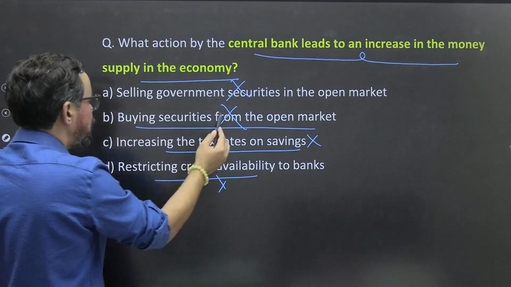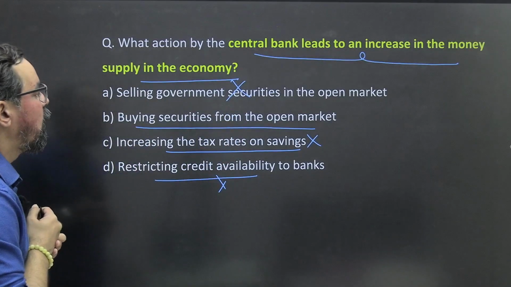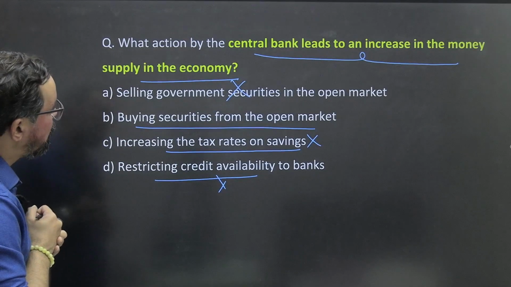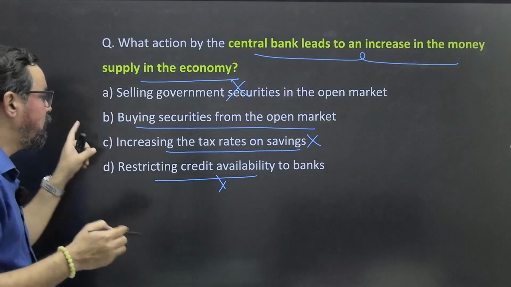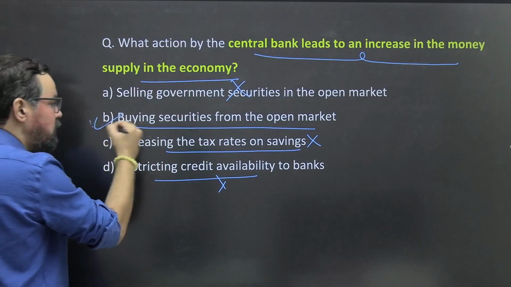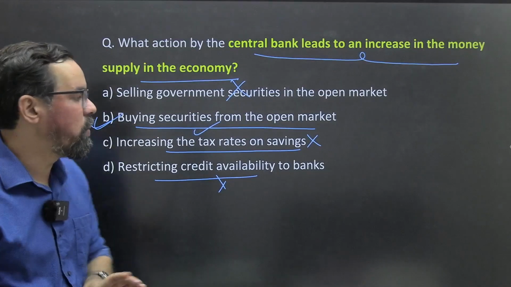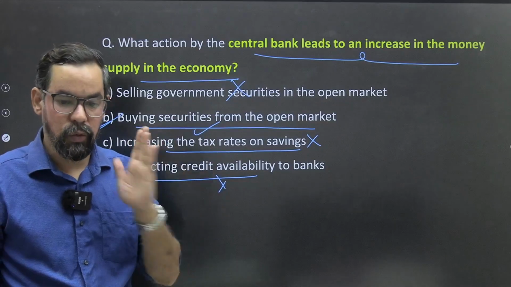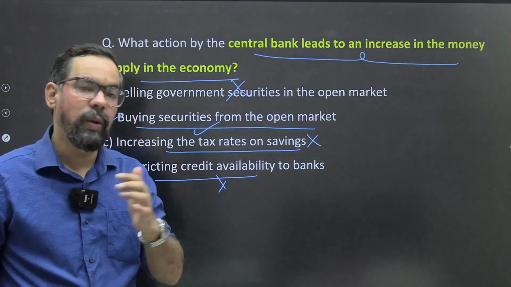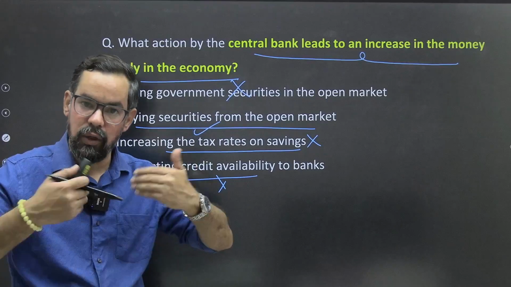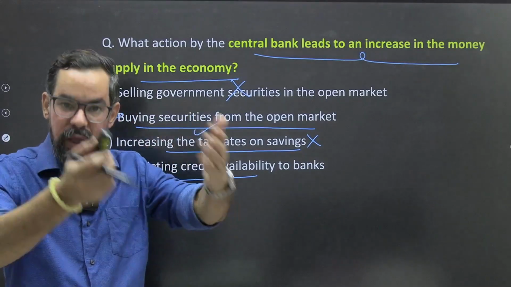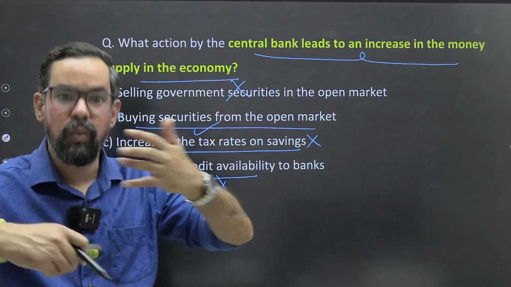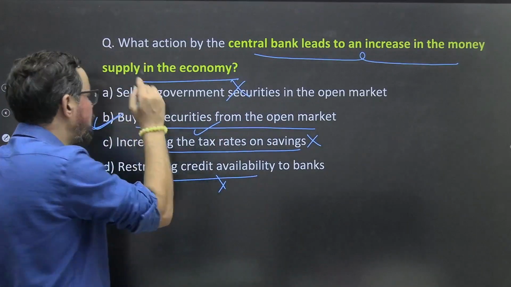Sorry, guys. So buying securities from the open market. Option B only is the right answer. Buying securities from the open market means, let's say in 2010, RBI issued 10,000 crore rupees of bonds in the market. In 2025, RBI is buying back those particular bonds. That means they'll make payments to the investors who invested in 2010. So there will be more money supply in the market. So that's why option B will be the right answer.